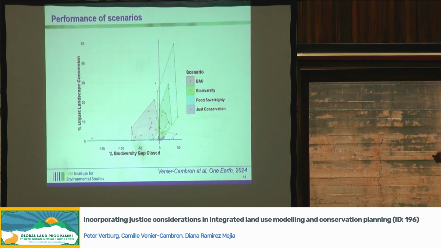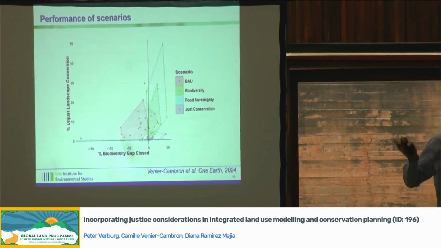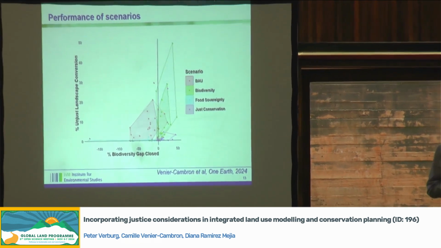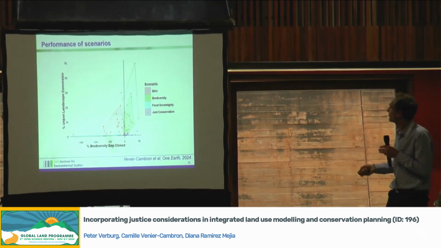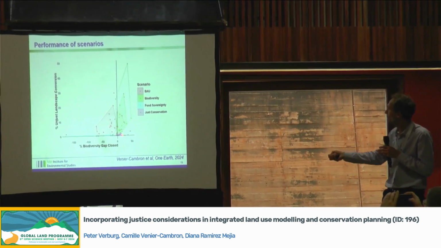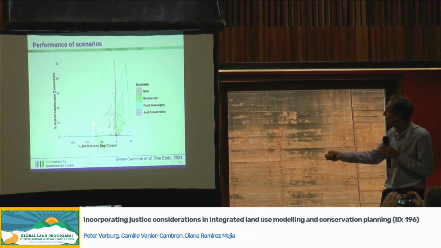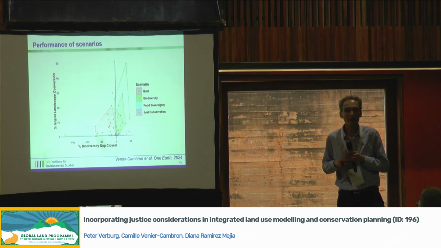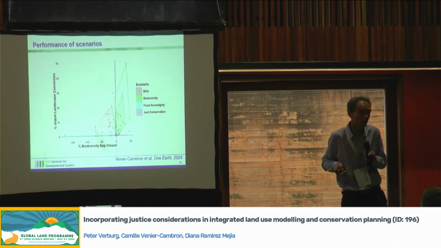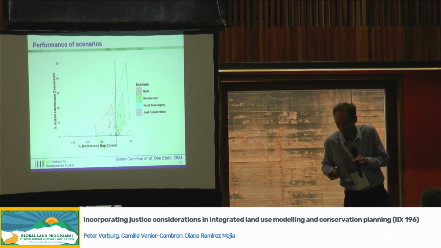Another way of visualizing these results is here. If we look at the scenarios and the shapes indicate a range in outcomes across the globe, then what we see is that in the business as usual scenario, we see an increasing gap in biodiversity loss, and at the same time, we lose more biodiversity, we also get land conversions at the cost of people depending on land resources. So a lose-lose scenario. That's the trajectory we are on at the moment.